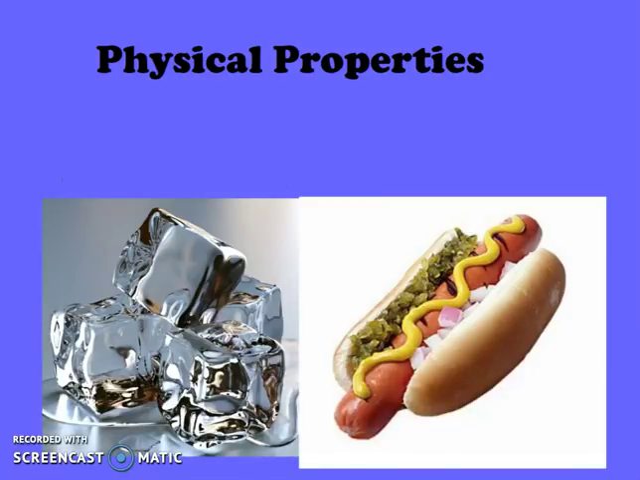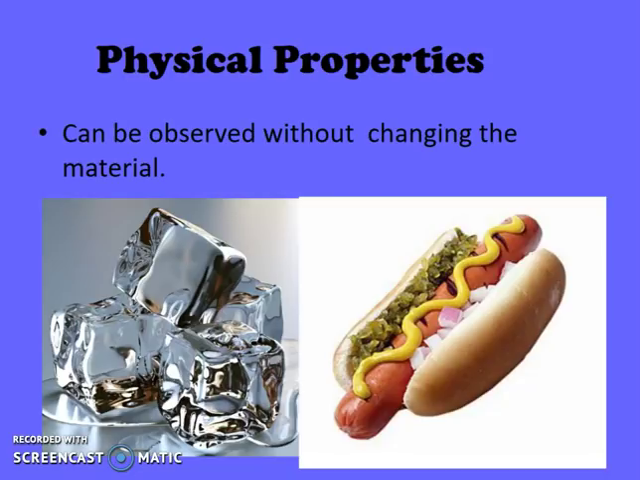In talking about properties, the first thing we're going to learn about are physical properties. Physical properties are something that can be observed without changing the material. So we can physically take a look at this ice cube here and say a physical property is that it's clear and that it's cold. A physical property of this hot dog might be that the hot dog itself is brown, the bun is a light brown, that it's squishy, that maybe the condiments are wet. Those are things that we can use to describe a physical property of a material. We don't have to change anything on there in order to list its physical property.